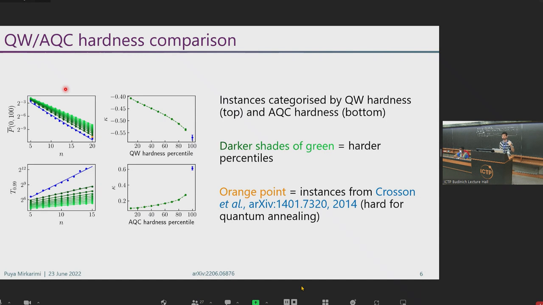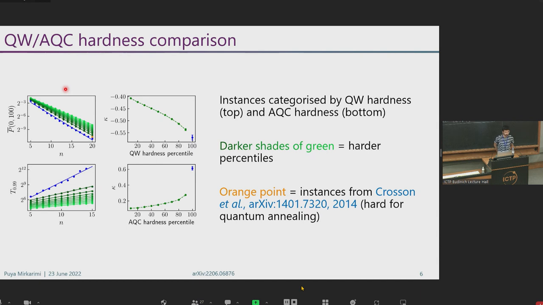In the top left plot, we've separated the instances by hardness for quantum walk, where the lightest shade of green represents the 10th percentile instances for quantum walk hardness. The darker shade of green represents the 90th percentile instances, and the blue data points are the 99th percentile instances. We plot the quantum walk success probability for these percentiles, and this orange data point is the median value for the instances that are hard for quantum annealing. To each of these percentiles, we've given a linear fit, and the gradients, the scaling exponents, are shown on the right.